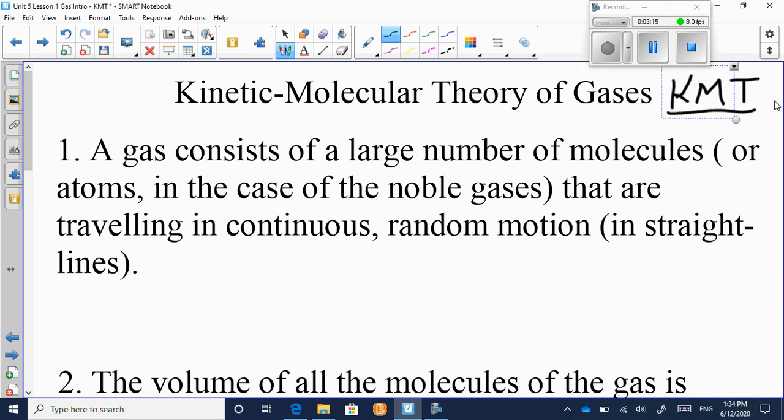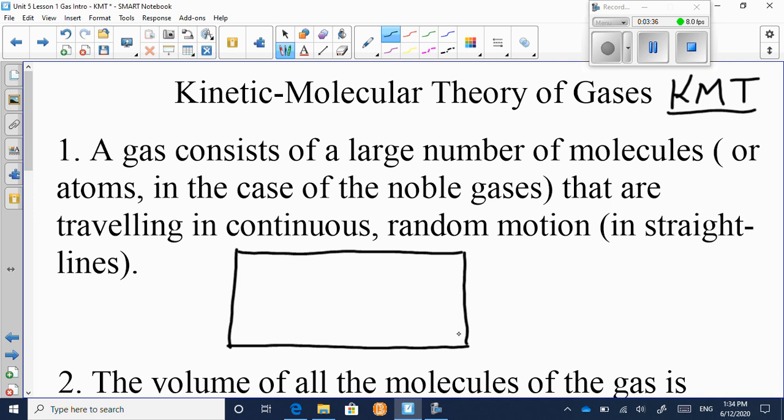So first of all, number 1, a gas consists of a large number of molecules or atoms, if it was a noble gas, that are traveling in continuous random motion in straight lines. Okay, so I often draw a little diagram here to make you think about it. Essentially, if you have a container, you can think of it as all these gas particles just moving around, bouncing off the side of the container, but they're moving in random motion and in straight lines.